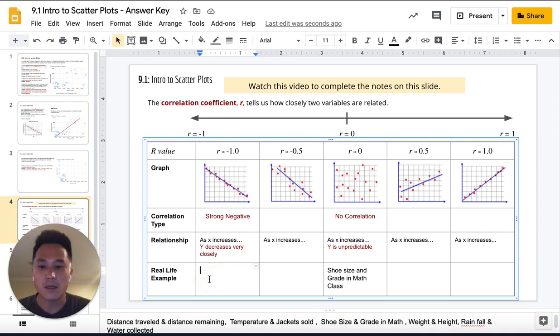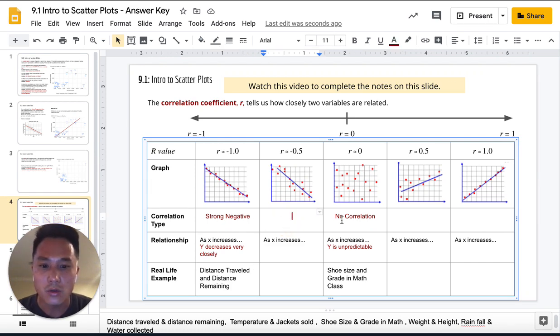And a real-life example of this is distance traveled and the distance remaining that you have to travel. And so you can think of it as you travel further, your distance traveled goes up and up and up, and then the amount that you still have to go is just going to go down and down and down. And it's going to decrease very closely, or very exactly, with the distance that you're actually traveling forward.